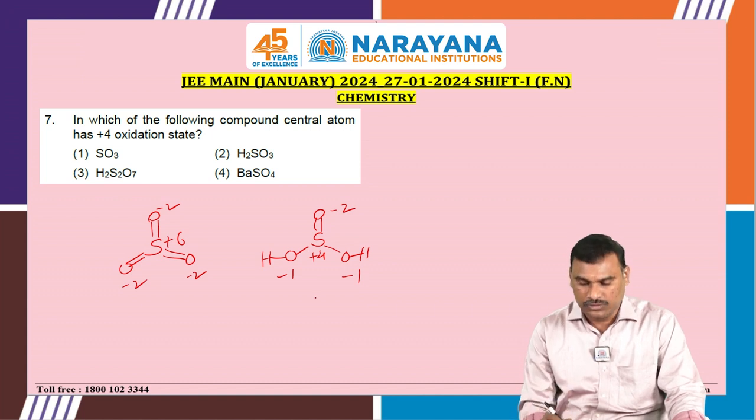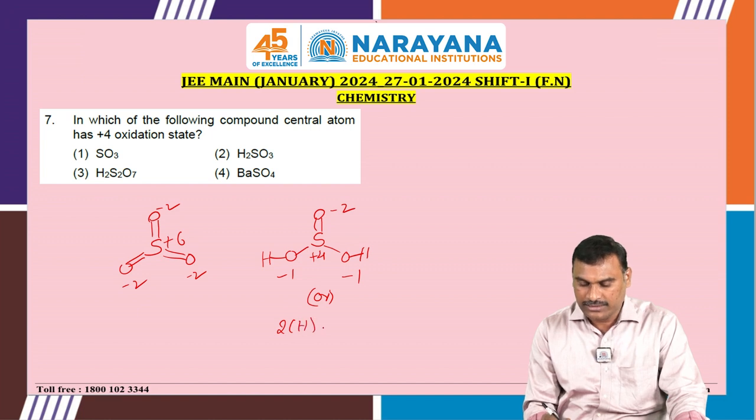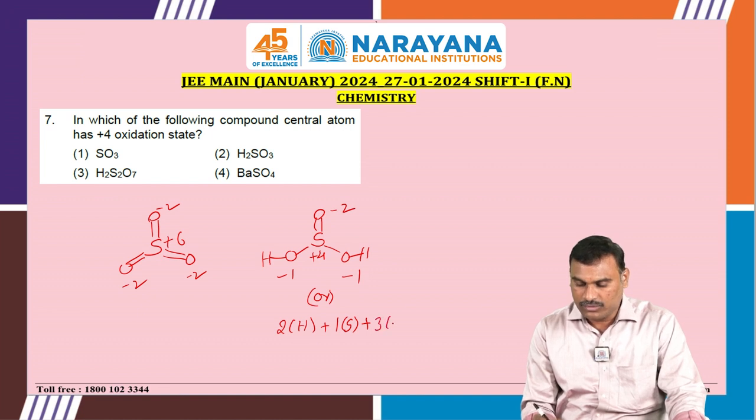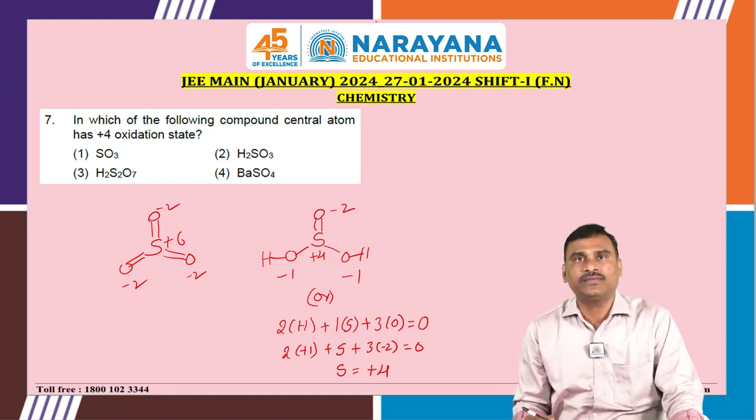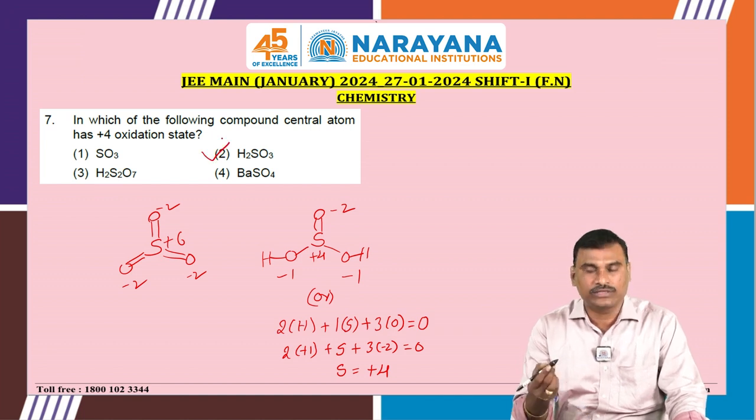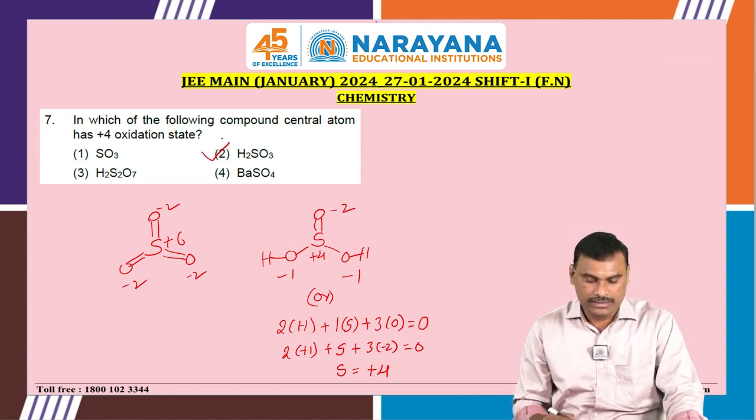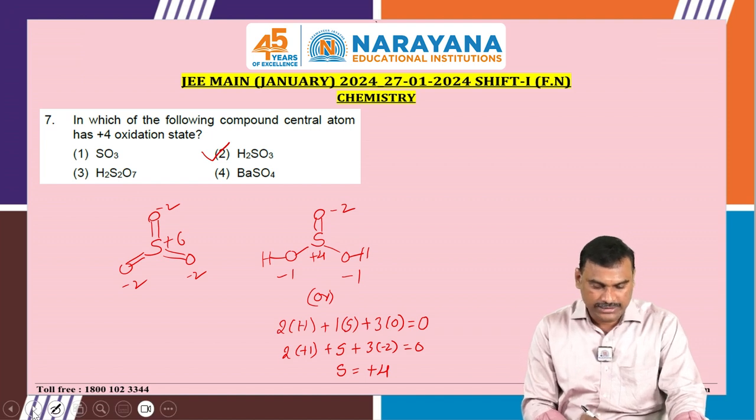Or otherwise we can do it another way also. Let us see, 2 into hydrogen charge plus 1 into sulfur charge plus 3 into oxygen charge, the overall value becomes 0. 2 into plus 1, plus sulfur, plus 3 into minus 2 is equal to 0, and sulfur becomes equal to plus 4. Therefore, the plus 4 oxidation state on the central atom is present only in H2SO3. Directly we got the option. Next, you go for the next question, students.